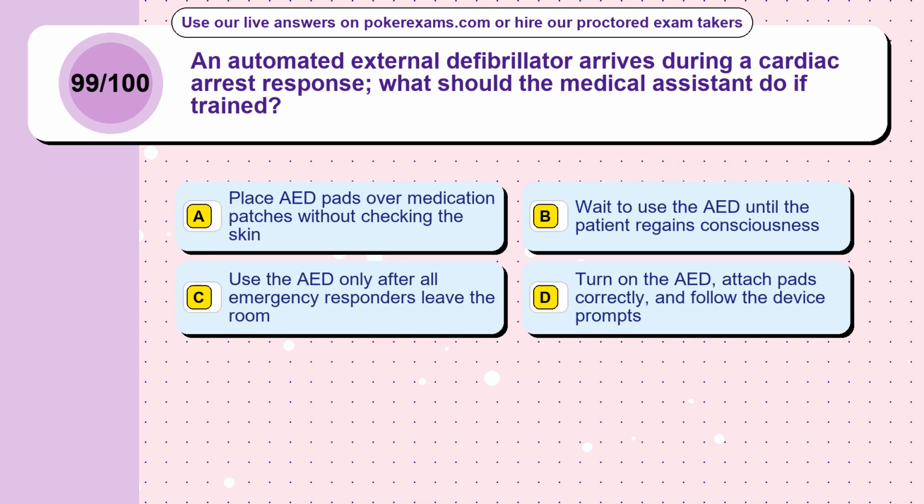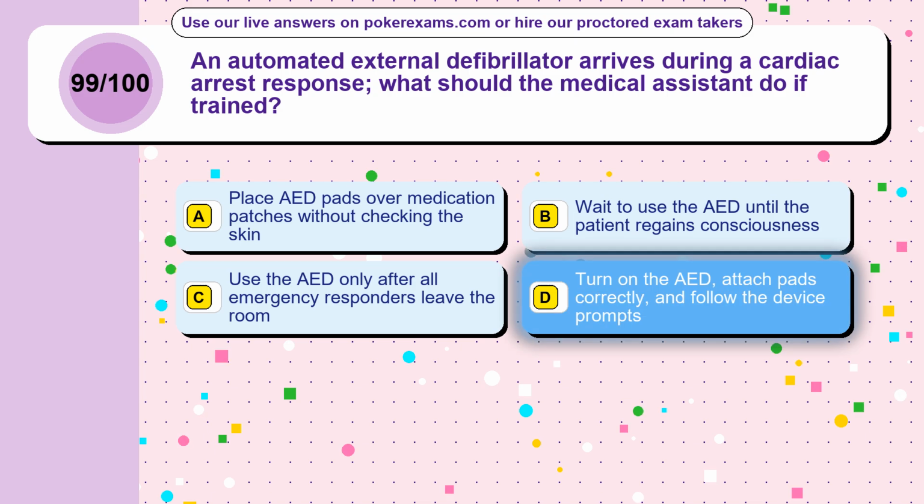Question 99. An automated external defibrillator arrives during a cardiac arrest response. What should the medical assistant do if trained? Option A. Place AED pads over medication patches without checking the skin. Option B. Wait to use the AED until the patient regains consciousness. Option C. Use the AED only after all emergency responders leave the room. Option D. Turn on the AED, attach pads correctly, and follow the device prompts. The correct answer is option D.